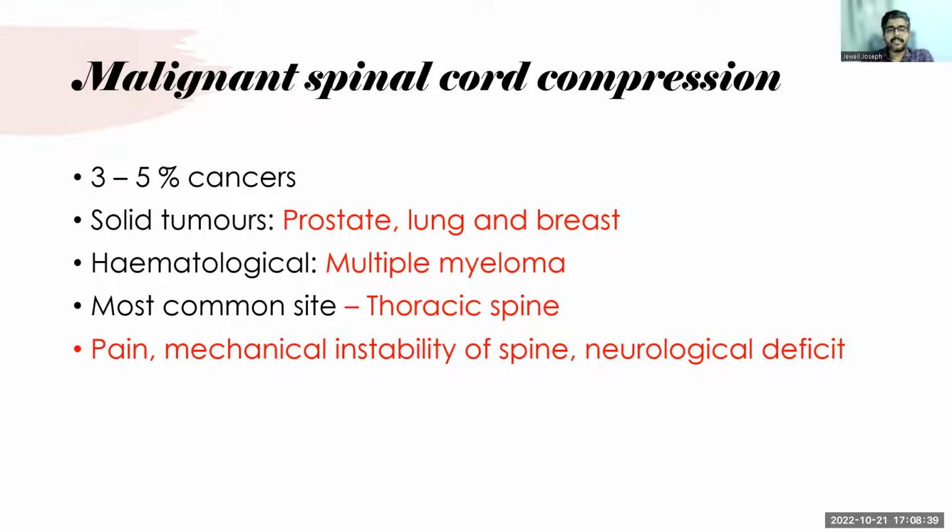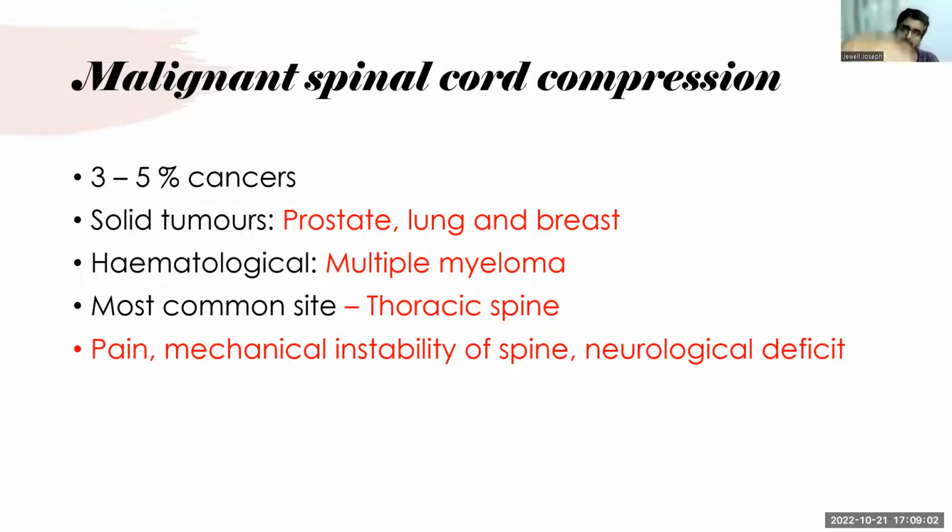The most common site is the thoracic spine, due to a number of factors. First thing, the thoracic spine occupies the most area. Most of the length of the spinal cord is occupied by the thoracic spine, because there are more thoracic vertebrae.